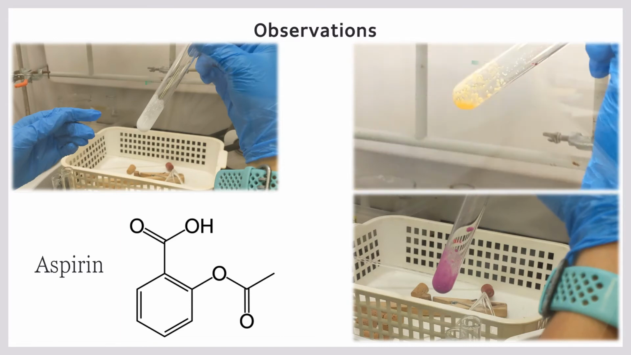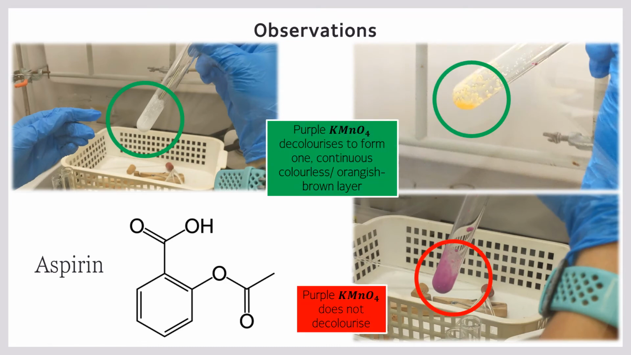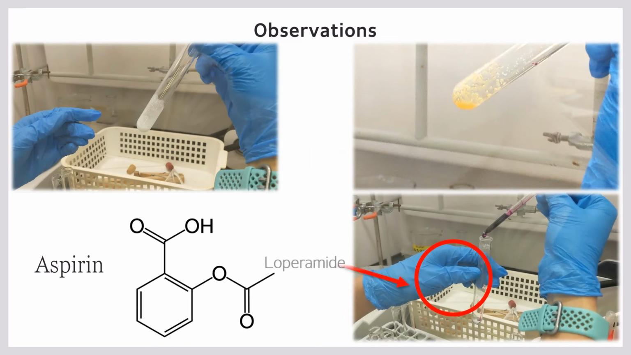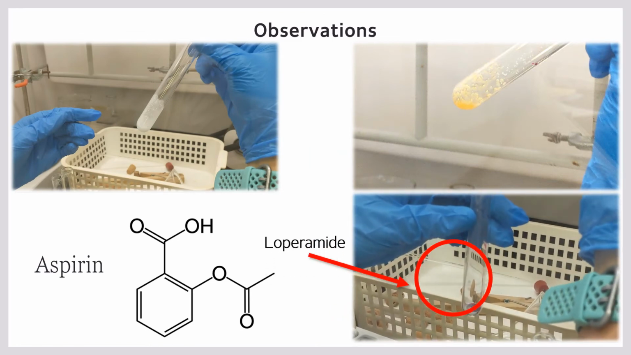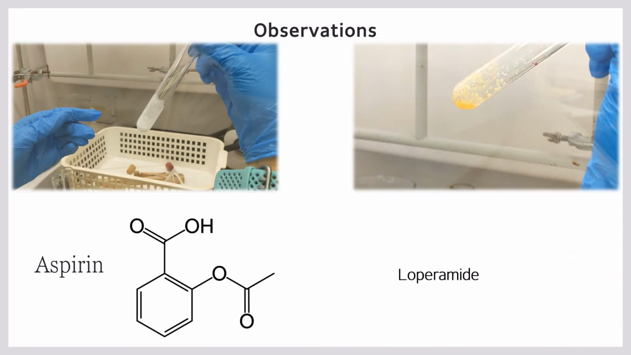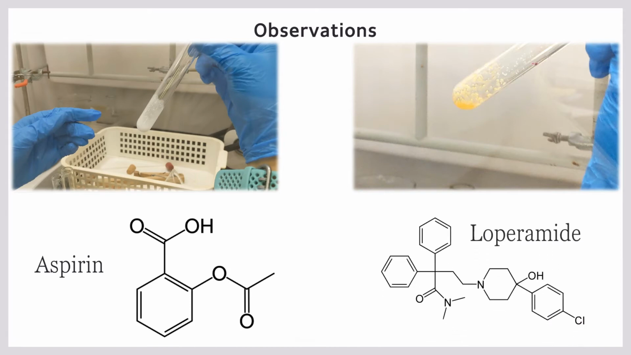So in the end, these were our observations. We observed that purple KMnO4 either changes color to form a continuous colorless or orangish brown layer. On the other hand, tablet 4, which was the odd one out, left purple KMnO4 as constant. It didn't change any color of it. So we can then determine that tablet 4 is loperamide, and from there we checkpoint this as loperamide, similar to what we did with tablet 3.